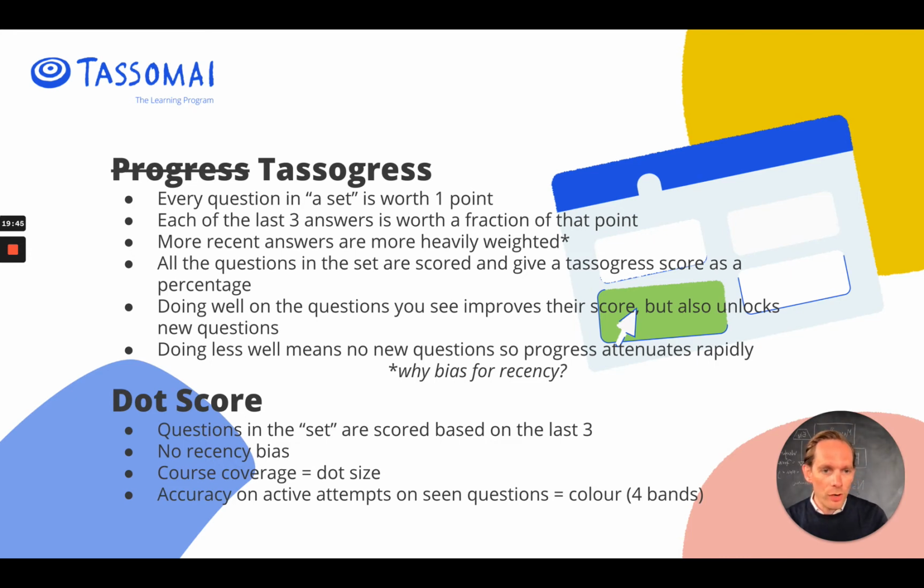So yeah, the 4 colours represent bands. I think blue is from 100% down to 85%. Green is, I think, 85% down to 70% or 65%. I should know this. I don't. If you hover over the dots, it will tell you and you'll soon figure it out. Orange is then 65% down to 50% and red is below 50%.